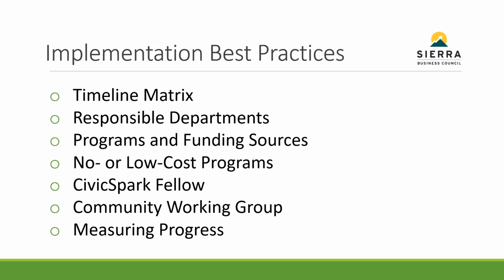Additionally, we recommend convening a community working group that can be organized to assist with implementation efforts in the community, promoting programs that are available and ensuring that the community supports the work that is being done. Finally, we recommend measuring progress over time through annual progress reports that can track measure activity, and then completing re-inventories every 3 to 5 years in order to measure the overall progress towards meeting targets.